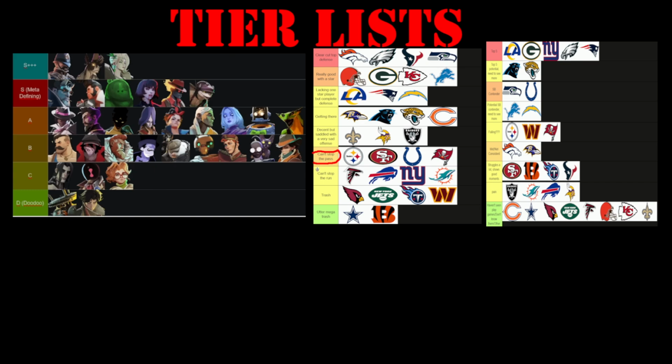Can't stop the pass, can't stop the run. Why is can't stop the run below can't stop the pass? You can put them in the same tier. Okay, you don't need to have getting there, really good with a star, clear-cut top defense, right? Actually, this is a defense tier list, I'm noticing. With that said, once again, you could just format it into this. I don't see why this has to go with all these labels here.